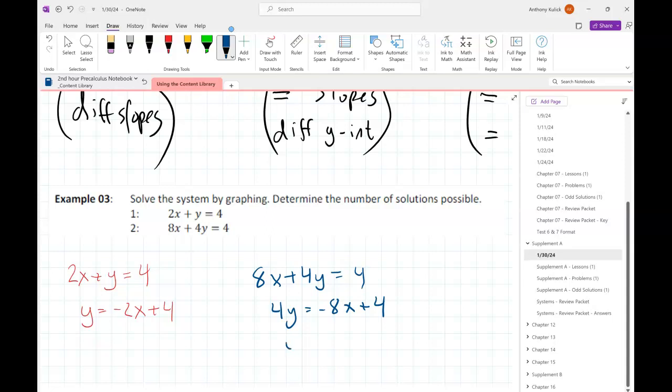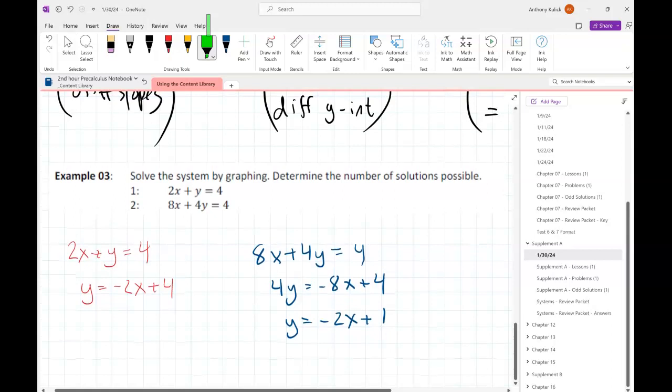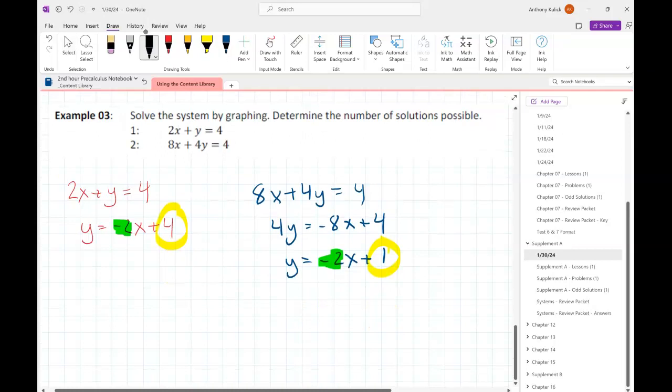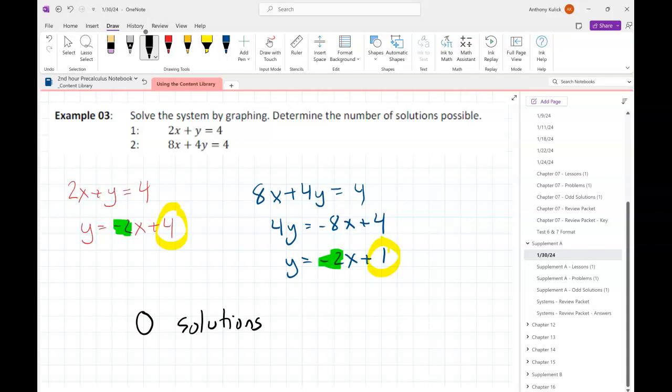So I subtract the 8x over, then I divide by 4. And what do I see? I see equal slopes and different y-intercepts. That tells me I have 0 solutions because the lines are parallel. What do you guys think on that? It's okay? No big deal, right? All right.